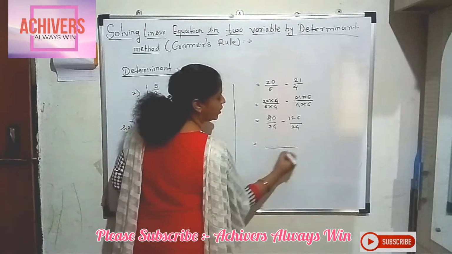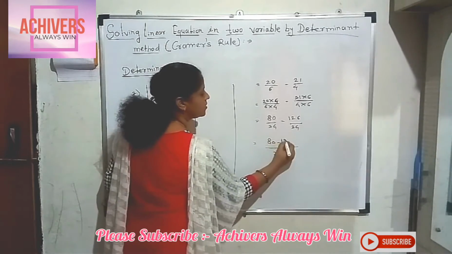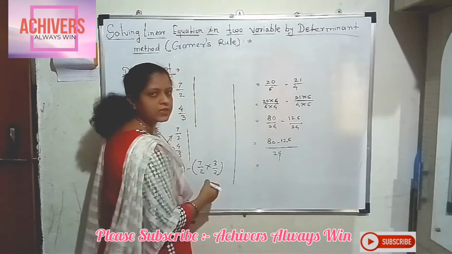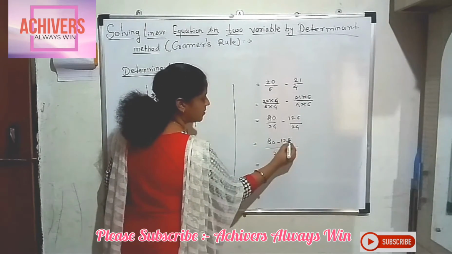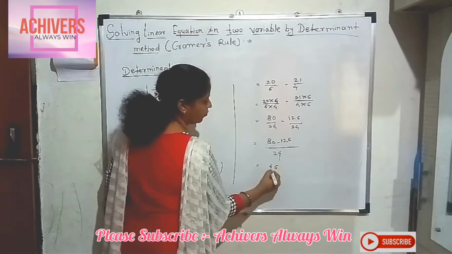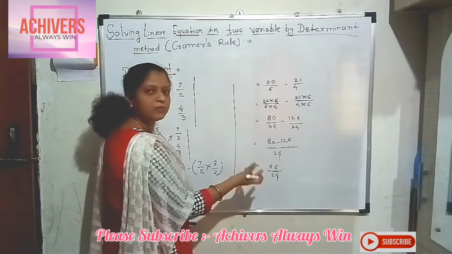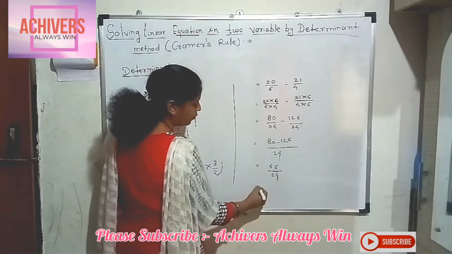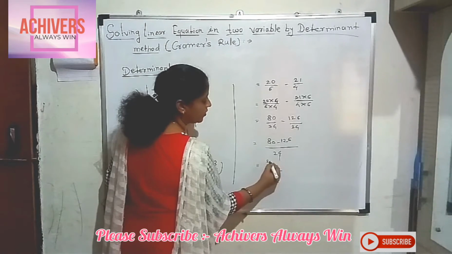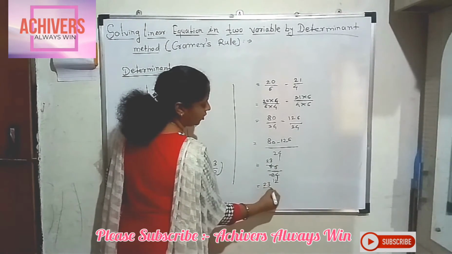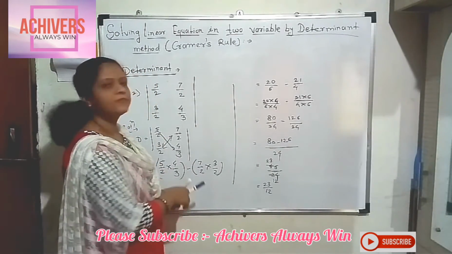Then here both denominators are the same. Take the common denominator, and 80 minus 126. How much is the subtraction? 126 minus 80: 6 minus 0 is 6, 12 minus 8 is 4, so 46 upon 24. And 46 and 24 are both divisible by 2. Let's divide both numbers by 2: 2 twenty-threes are 46, 2 twelves are 24. We get the answer 23 upon 12. That is our final answer for this determinant.